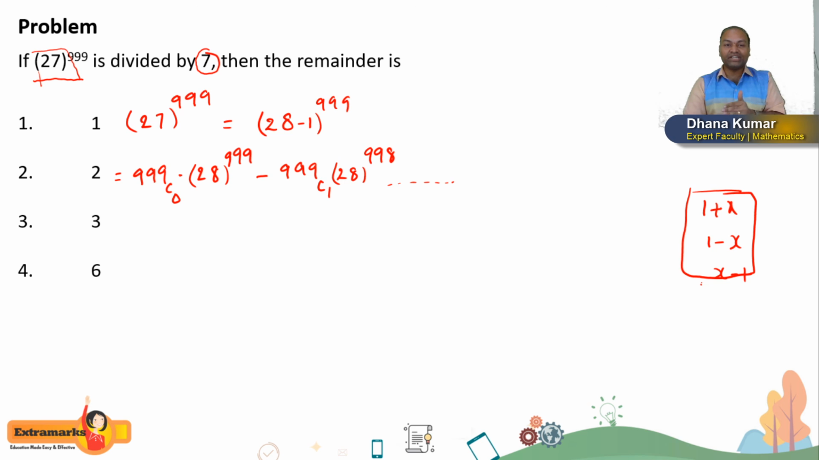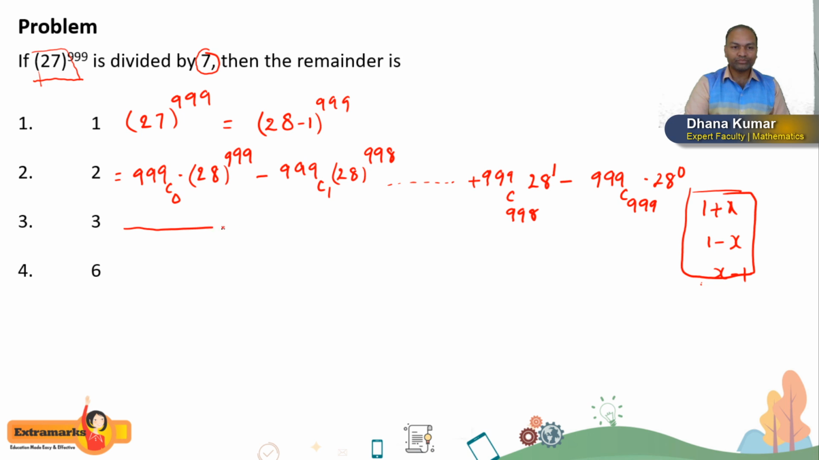999C999. Before that term, 999C998, 28 power difference is what? 1. And what about this sign? Is 998 even or odd? Even. So the sign is positive. Next minus 999C999 28 power 0. Okay.